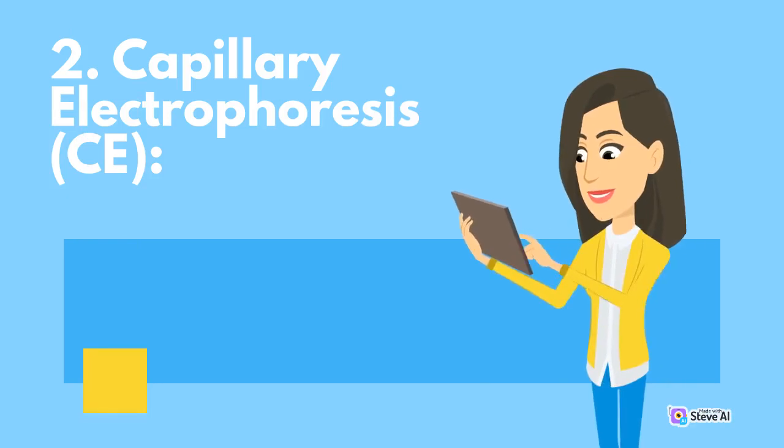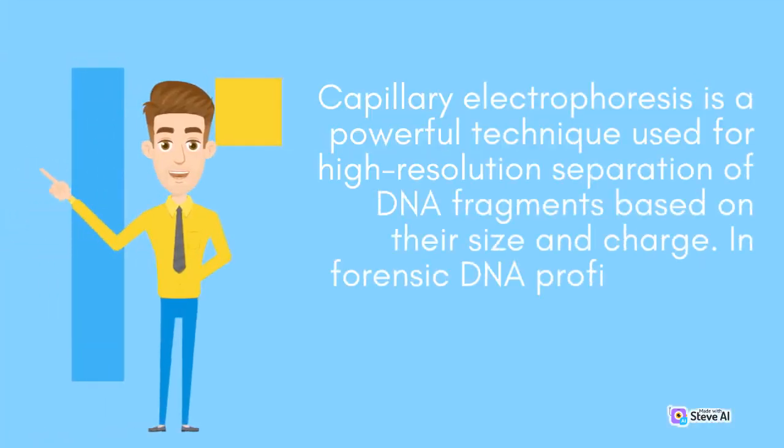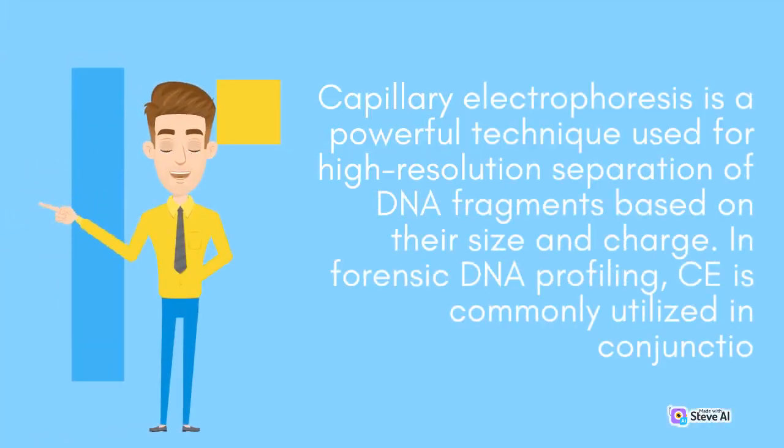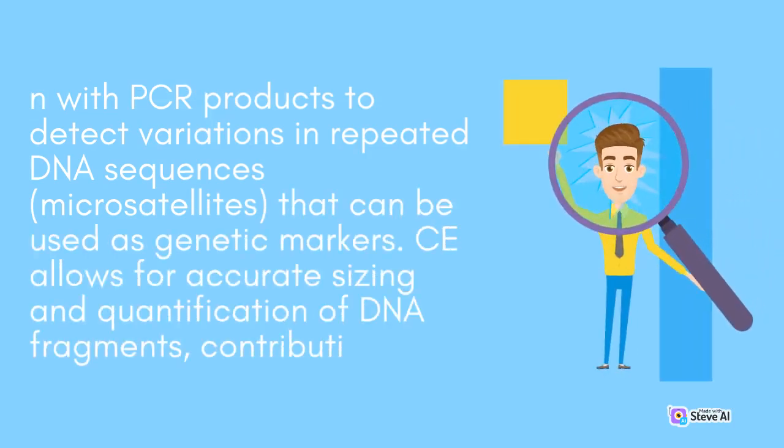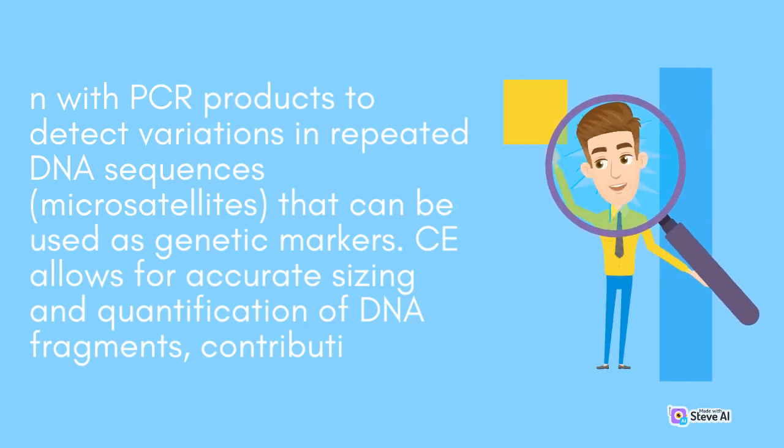2. Capillary electrophoresis (CE). Capillary electrophoresis is a powerful technique used for high-resolution separation of DNA fragments based on their size and charge. In forensic DNA profiling, CE is commonly utilized in conjunction with PCR products to detect variations in repeated DNA sequences, microsatellites, that can be used as genetic markers.